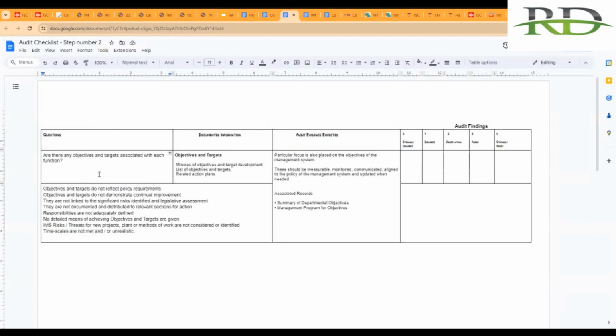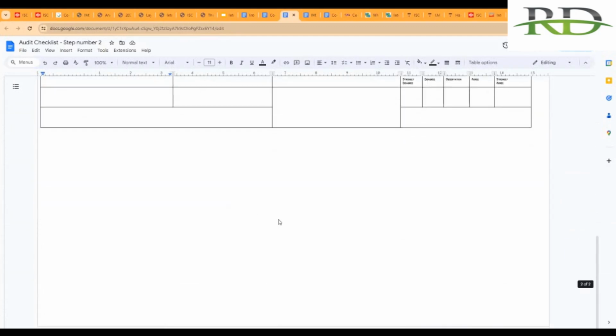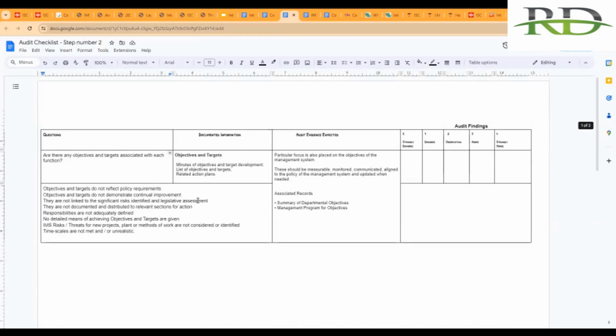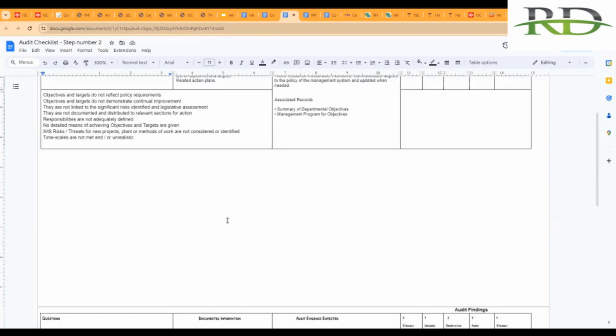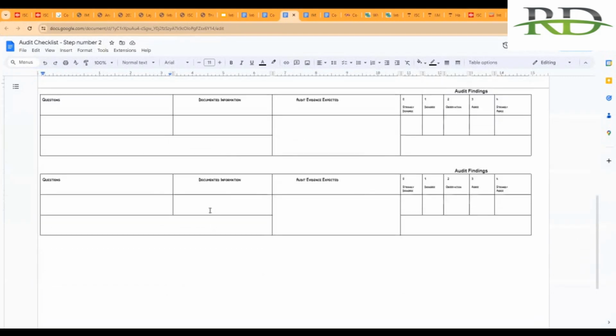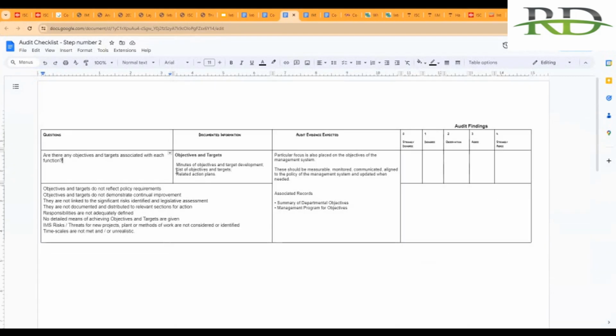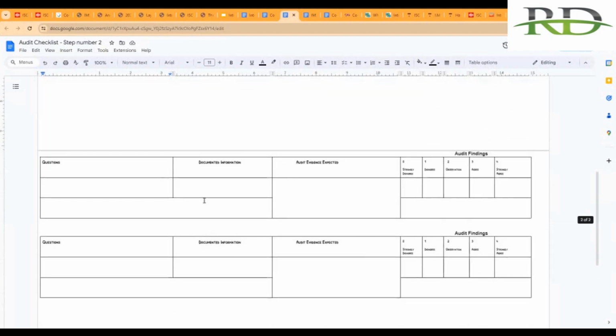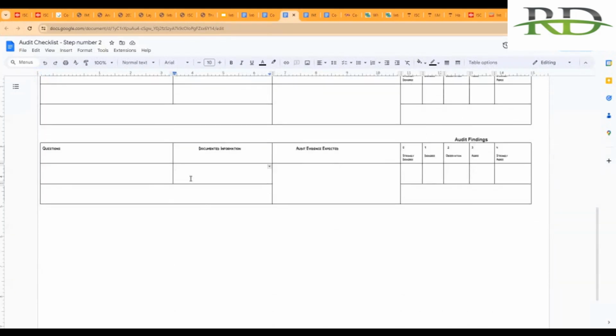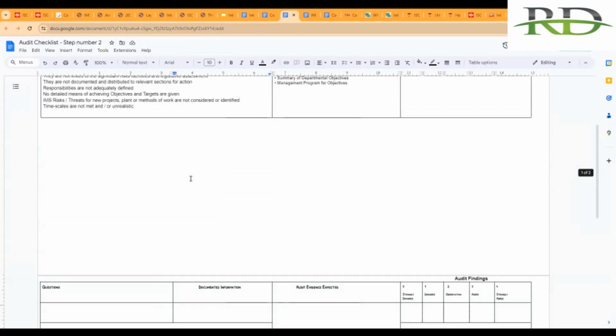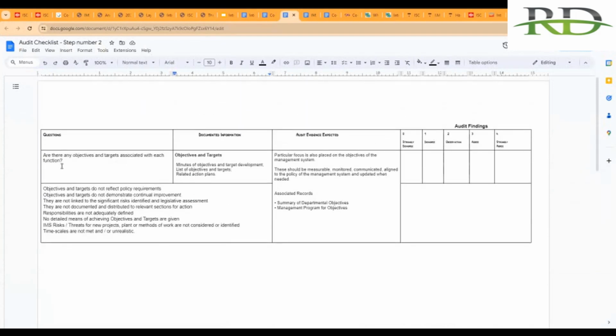Here you are recommended to work as a team. As an auditor, there are going to be 7 columns, so you can divide them among maybe 3 auditors. Each auditor is going to be using 2, or let's say, for example, I'm going to be using 1, 2, and 3. Maybe I'm going to look at objectives, operational control, and aspects and impacts. Other auditors will look at other items.